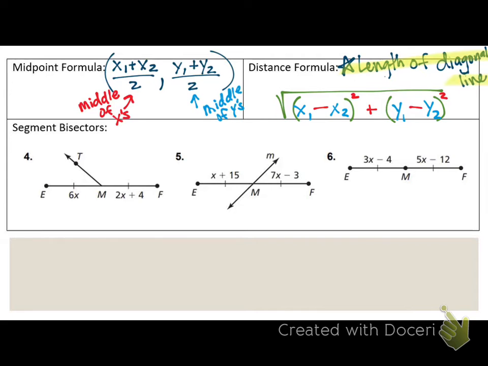All right, the next section is about segment bisectors. Segment bisectors do what to a segment? They cut it in half. So we're going to highlight the 3 segment bisectors that cut these segments in half. We are also going to name them.